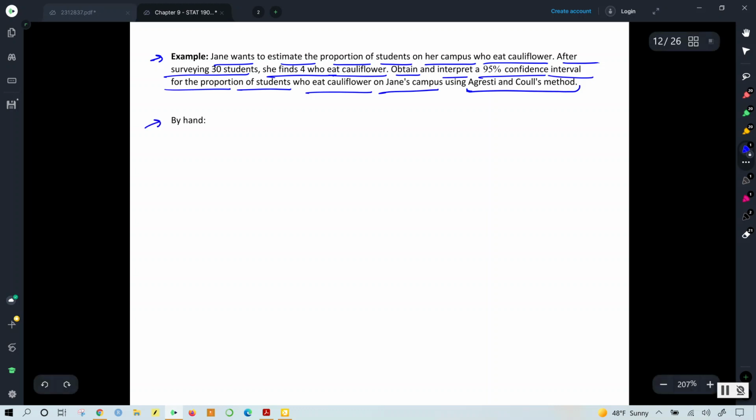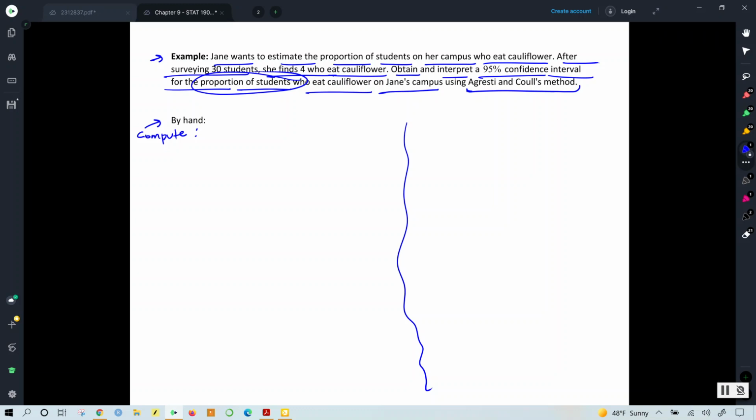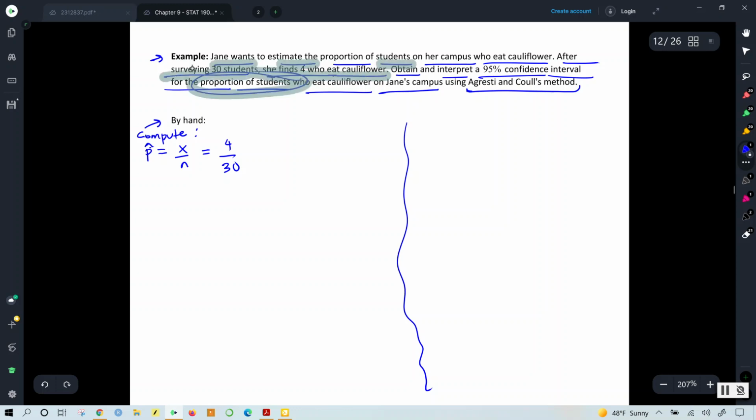If we're going to attack this question by hand, usually what we'll first do is compute our sample proportion, which is the point estimate of the population proportion that we want to find. The sample proportion, p hat, is usually x over n, and that will be 4 out of 30 who eat cauliflower. Just a side reminder, that was pulled from this part of the question. So we have 4 over 30, which is approximately 0.133.